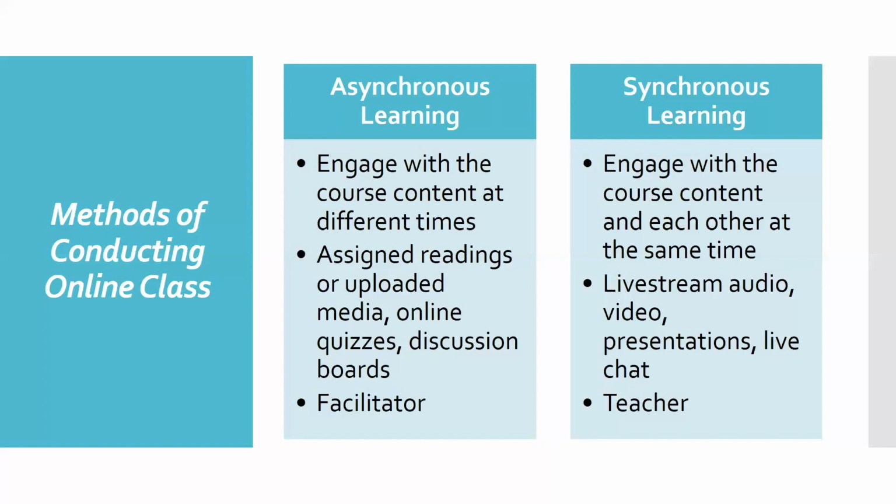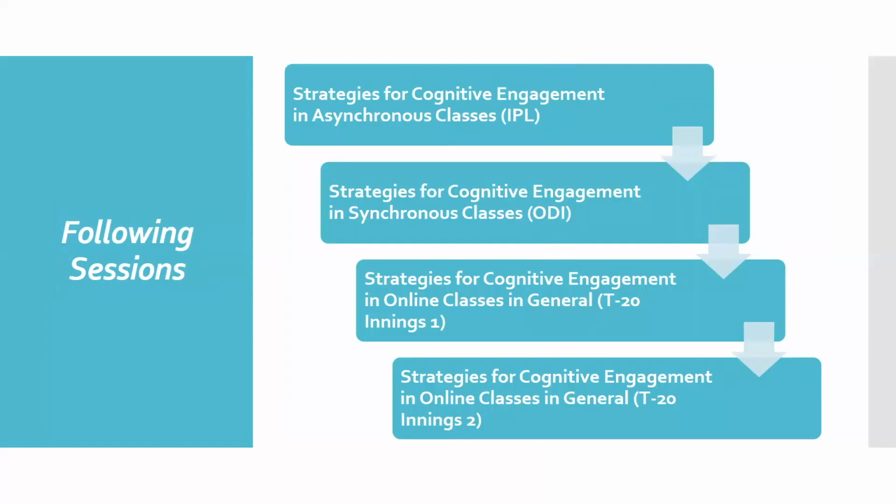We would now end the session here. In our first session, we learned about the basics of students' engagement. In the following sessions, we would be entirely focusing on the strategies that can be adopted to boost students' cognitive engagement in online classes. The strategies would be divided in three categories, which are strategies for asynchronous classes, strategies for synchronous classes, and strategies in general, that is, irrespective of your teaching style.